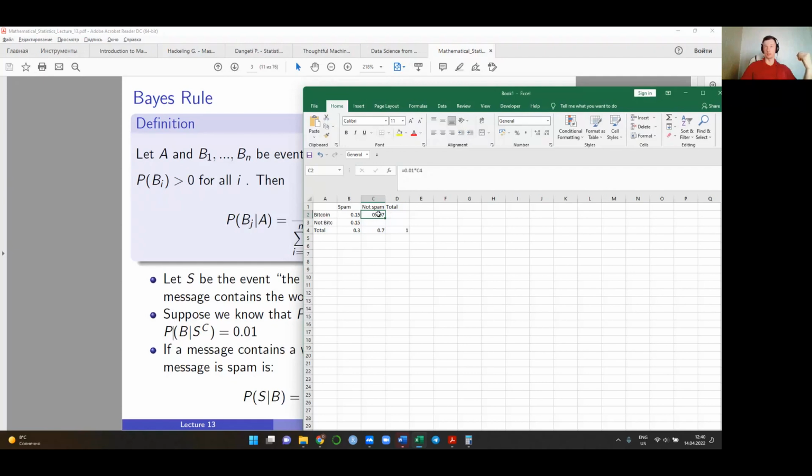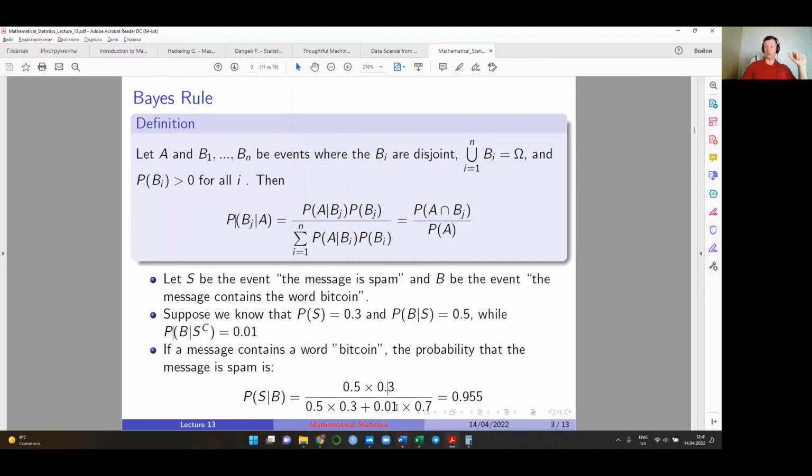It's not a conditional probability now in this table. The conditional probability is this 0.01. And finally, I calculate this difference, and this is my unconditional probability that I will receive an email which is not a spam and which doesn't contain the word Bitcoin. So in total, I must have 1 inside of this. Now, I can calculate the total probability to receive a message with the word Bitcoin and without. So I take 0.15, I add 0.07, and what I'm doing right now is this calculation of the denominator. 0.15 plus 0.07. It's here.